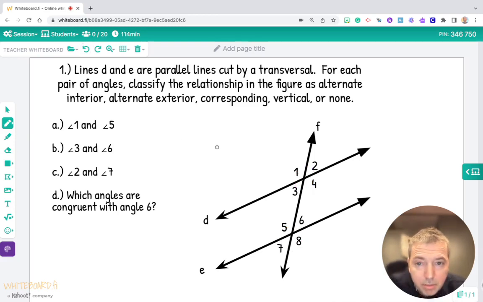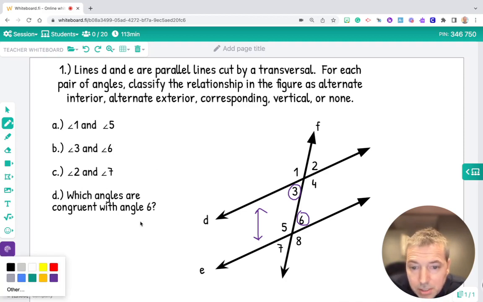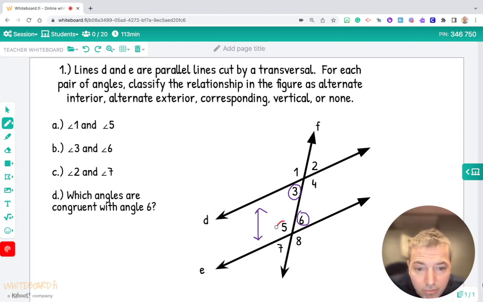So let's talk about some of these names. Alternate interior means on the inside of the lines, right? This is the inside of the lines. And on opposite sides of the line. So 3 and 6 would be alternate interior. They're on the inside of the lines, and they're on opposite sides of this transversal line. And that also means that angles 5 and 4 would be alternate interior angles, okay?